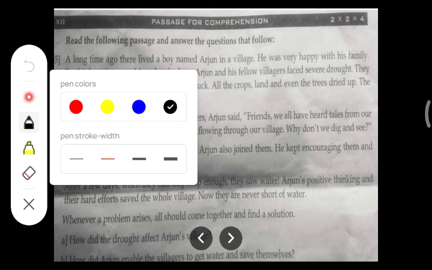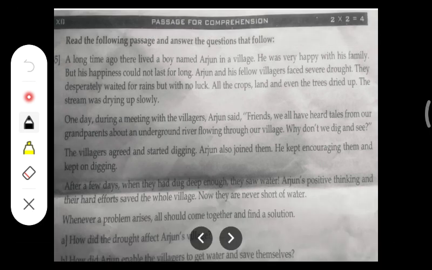So here, read the questions first. How did the drought affect Arjun's village? What are the effects of the drought on the particular village? Next, how did Arjun enable the villagers to get water and save themselves? Here, what was the solution? The first one asks for the effect, and the second one asks for the solution. So while reading, you will now understand easily.